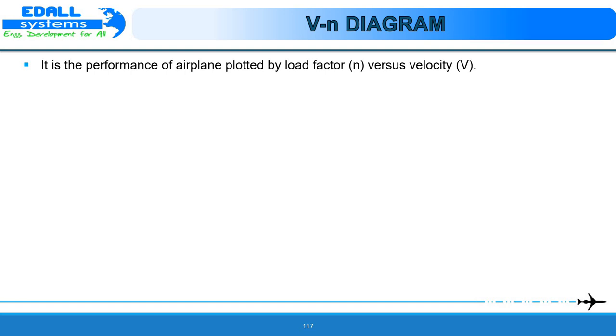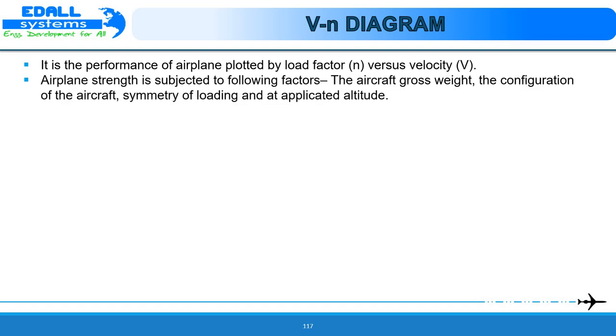The Vn diagram represented is intended to present the most important general features of such a diagram and does not necessarily represent the characteristics of any particular aeroplane. Each aeroplane type has its own particular Vn diagram with specific V's and n's. The flight operating strength of an aeroplane is represented on a graph whose horizontal scale is airspeed V and vertical scale is load factor n.